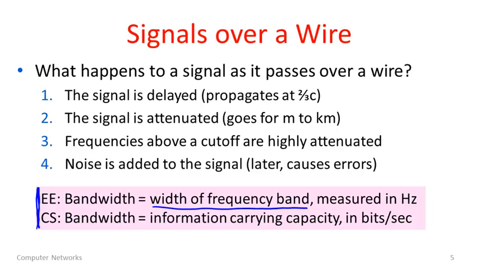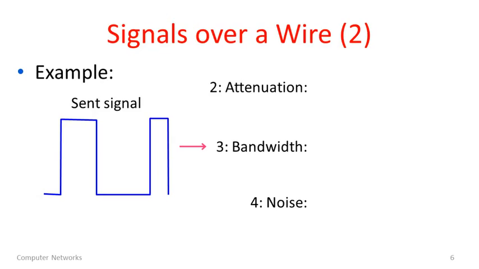In the CS community, bandwidth is regarded as the information carrying capacity of a link. It's given in bits a second, megabits per second. We might talk of that as bandwidth. These two quantities are really related, because if you have more EE bandwidth, you'll be able to get a link which sends information more quickly. It will have more CS bandwidth, so they're certainly related, but they're not quite the same thing. So you need to be careful who you're talking to understand what they mean.